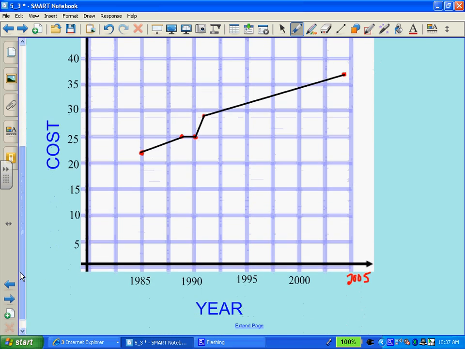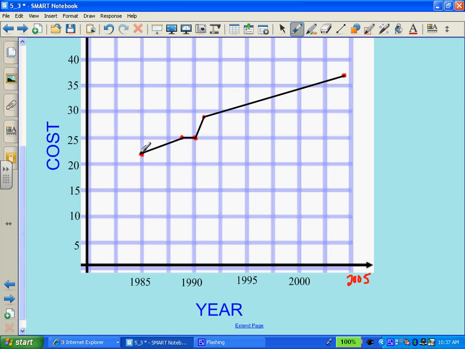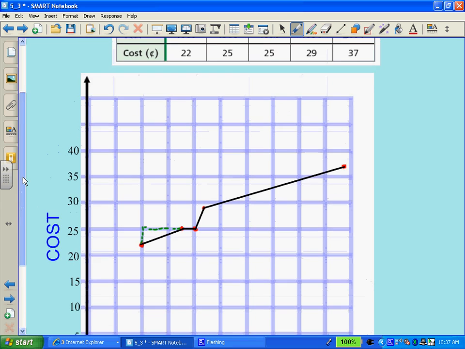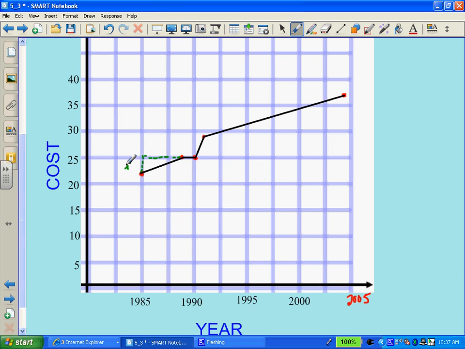Then we want to use the graph to help us find rates of change. And this is how we do that. We're going to start here at 1985, and we want to count how much we have to go up and how much we have to go over between 1985 and 1988, I believe was the next one. Yep. It looks like I went from 22 to 25, so that would be plus 3. And then I went from 85 to 88, which would also be plus 3. So my rate of change for 85 to 88 would be the change in the dependent variable, which is my cost, over the change in the independent variable, which is the year. So 3 over 3, or 1 cent per year it went up.